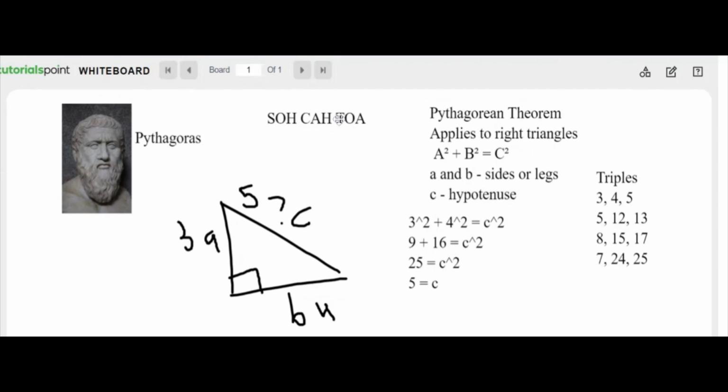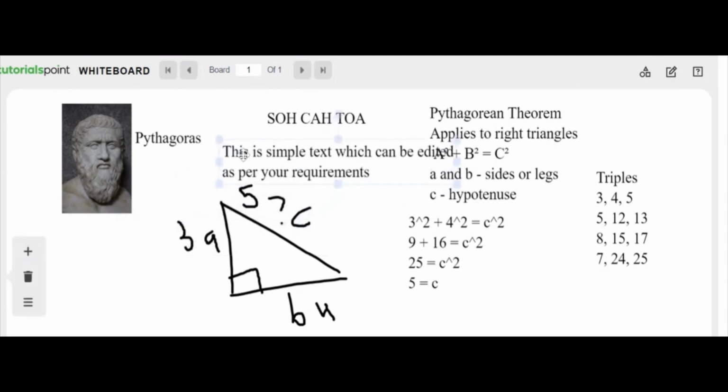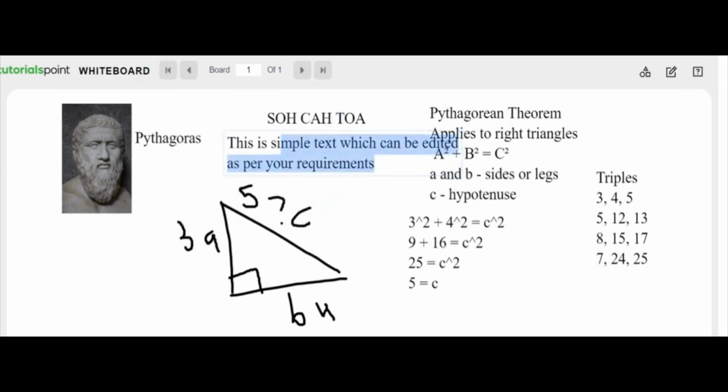But next I want to talk about SOHCAHTOA, which is just an acronym, and it's also applied in right triangle trigonometry. First I want to expand on this acronym and what it means. It's just a simple way to remember sine. It's spelled like this, and on your calculator you'll see this as SIN, not SINE, but it still represents sine.